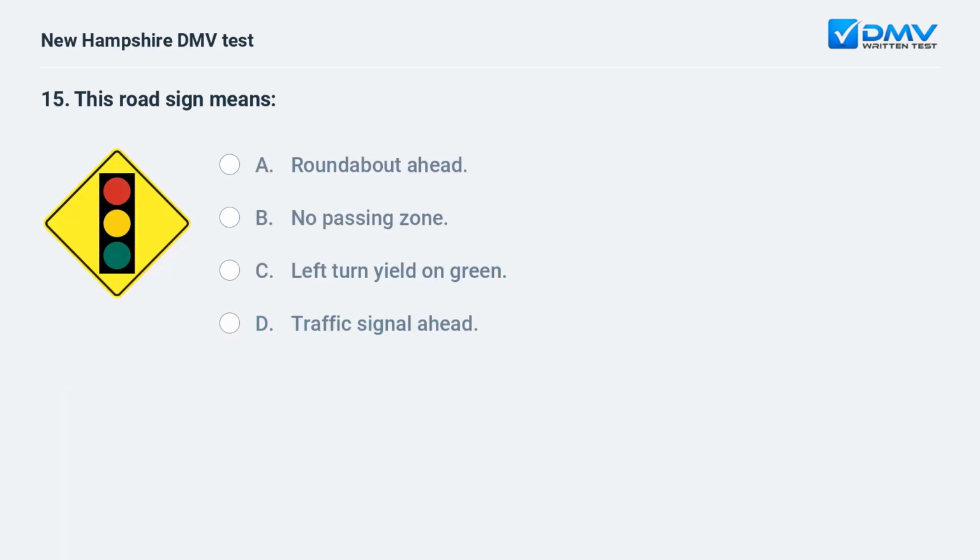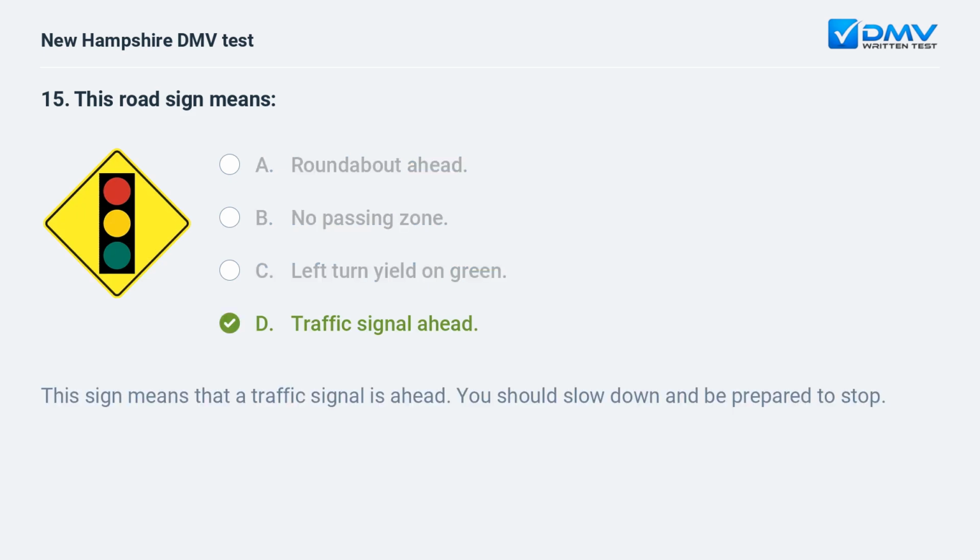This road sign means: A. Roundabout ahead. B. No passing zone. C. Left turn yield on green. D. Traffic signal ahead. The answer is D. Traffic signal ahead. This sign means that a traffic signal is ahead. You should slow down and be prepared to stop.